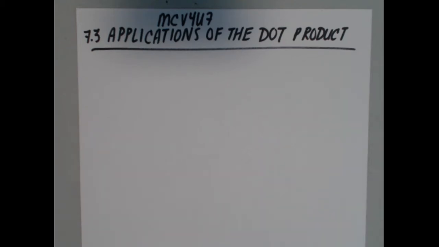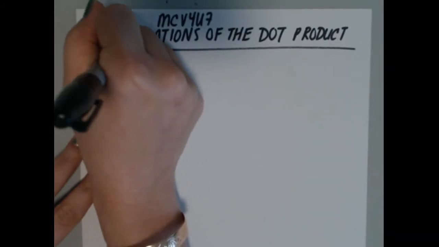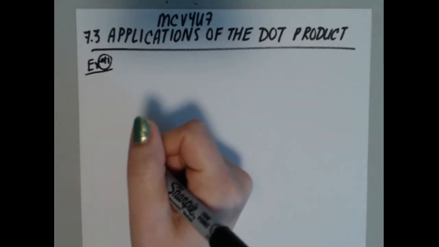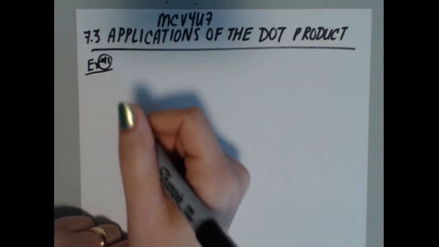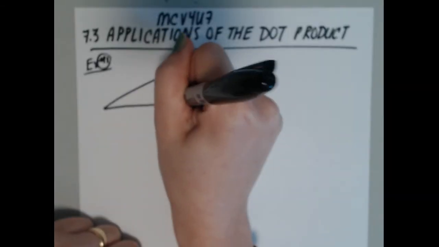Hello and welcome to Calculus Lesson 7.3, Applications of the Dot Product. Now we actually saw an application of this in the previous video, so I'm going to start off with that one. So one application of the dot product is something called work. This is a concept that we go over in physics, but nonetheless, let's look at an example of this again.